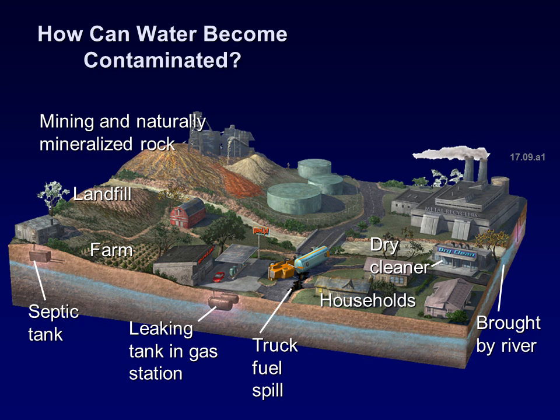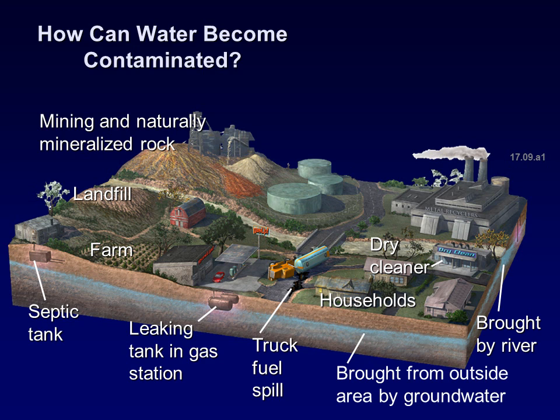Brought in by the river, so if there's a river flowing through an area that is contaminated, it's just going to continue carrying that contamination downstream. In the same way, it can be brought in from outside areas through groundwater. So just like the river is flowing downhill, groundwater is flowing downhill. So if uphill from your community there is a polluting factory or someone who's, I don't know, dumping bleach on the ground, something awful, that can work its way down the groundwater table.